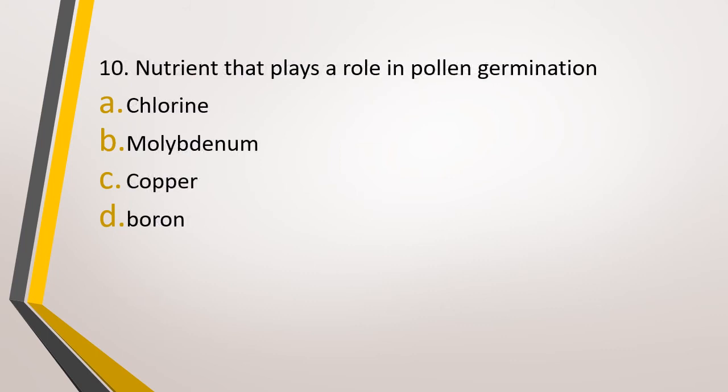Question number 10. Nutrient that plays a role in pollen germination. Option A, chlorine. Option B, molybdenum. Option C, copper. Option D, boron. Nutrient that plays role in pollen germination. The correct answer is option D, that is boron.